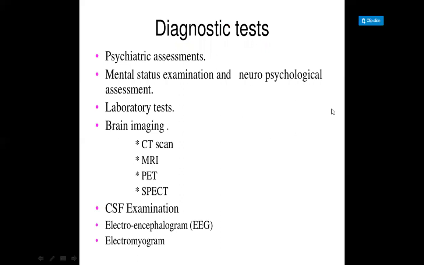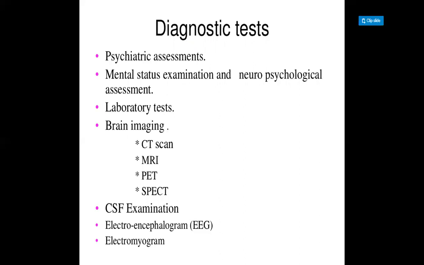Then what are the diagnostic tests we have to perform in the patient who is having Alzheimer's disease? The first is psychiatric assessment, because in Alzheimer's disease the patient also has the problem of memory loss, cognitive function loss, and loss of judgment and orientation. So at that time we have to do the psychiatric assessment. Then mental status examination and neuropsychological assessment. With these, we will find out what abnormality is present in the patient, and what functions are disabled in the patient's brain.